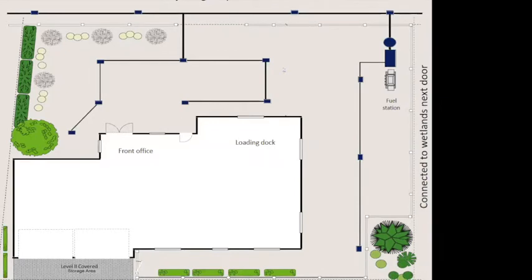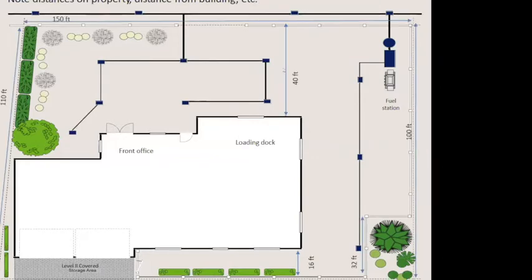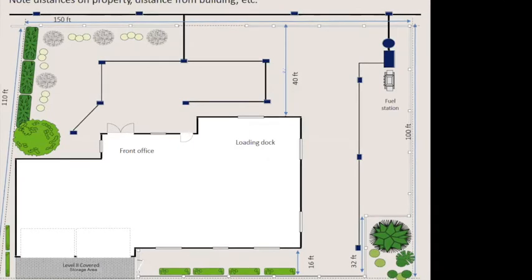Okay, so let's look at the next slide. On this one, you wanted to note distances on the property, distance from the building, etc. What else would go on here? What other things could you note on the slide that might be appropriate for distance and acreage and things like that?